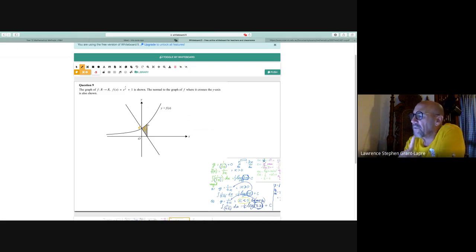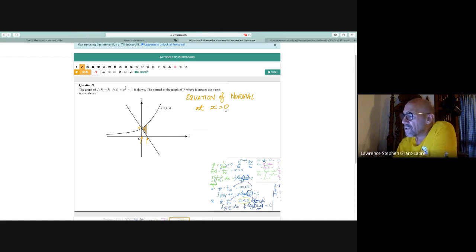shown in that graph. Now, for area, we have to use the integral. And we've got to know this value for x here so that we can go between 0 and that value for x. First of all, let's get the equation of the normal so that we can find out where it crosses the x-axis. At x equals 0, we want the equation of the normal.